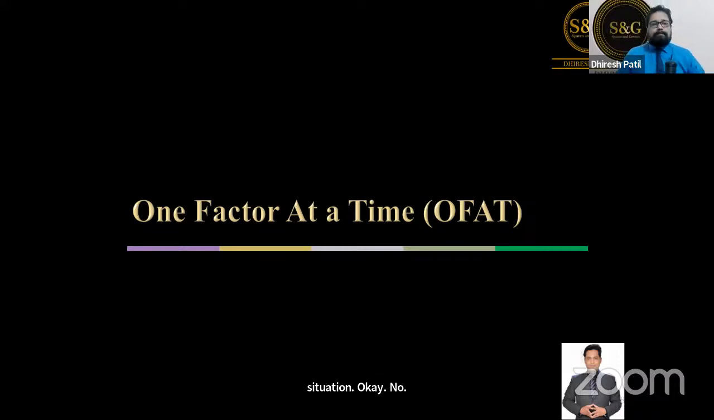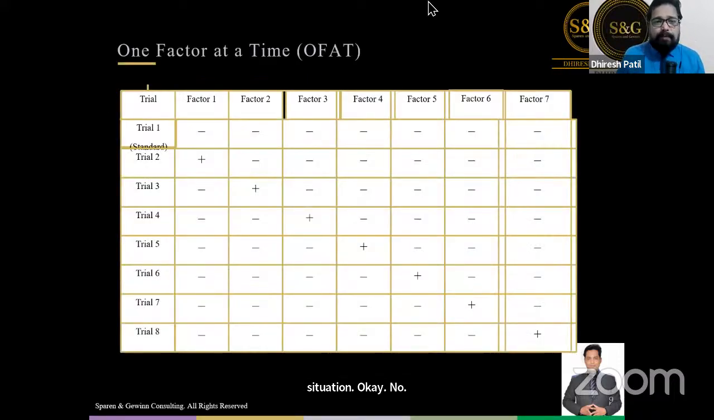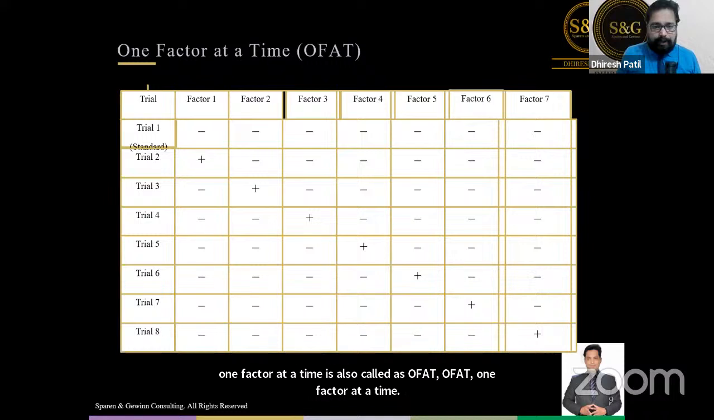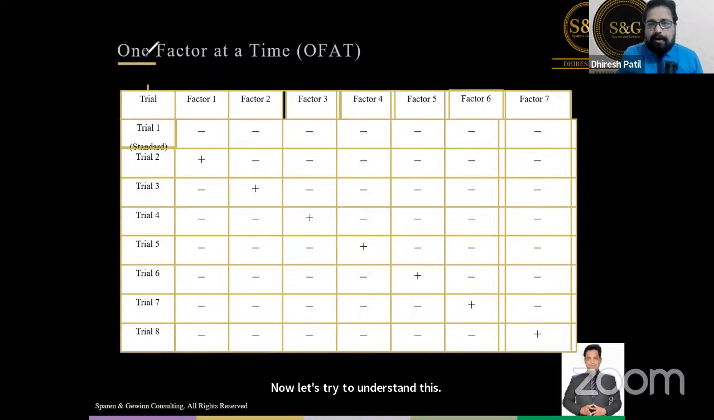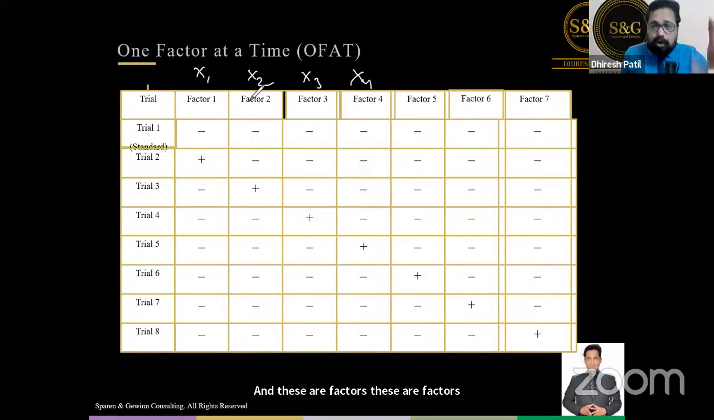Let's try to understand. One factor at a time is also called OFAT. Now, imagine we want to do experiments, and these are factors: x1, x2, x3, x4. Just like, let's say I want to make a cup of tea, it will be sugar, milk, tea powder, water, then ginger, and all these things. So these are factors.